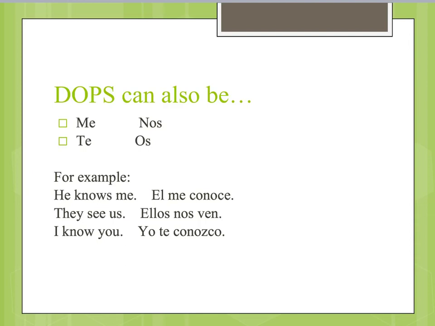DOPs can also be a me, a te, a nos, or an os. If we were to draw the entire chart, we would put our lo, la here and our los, las here. So there is more to the chart. There's more than just it, basically. This would stand in English for it, and this would be them, basically. So we have our me, you, it, we, y'all, and them.